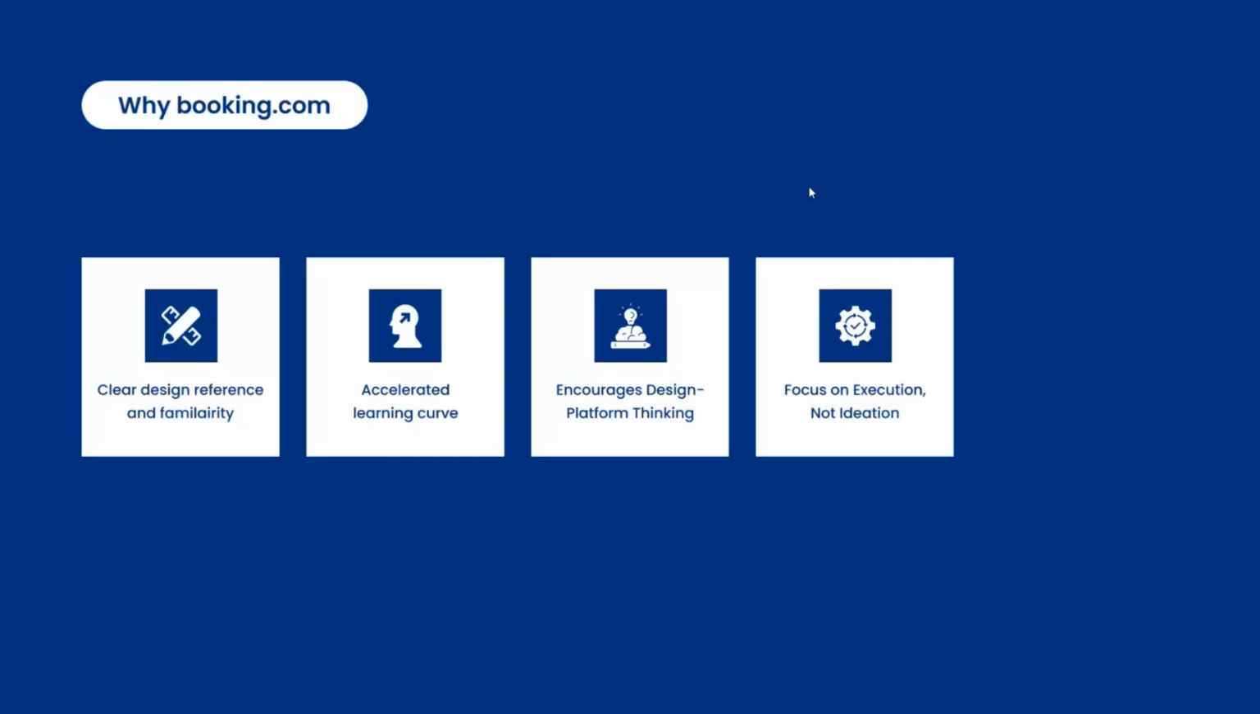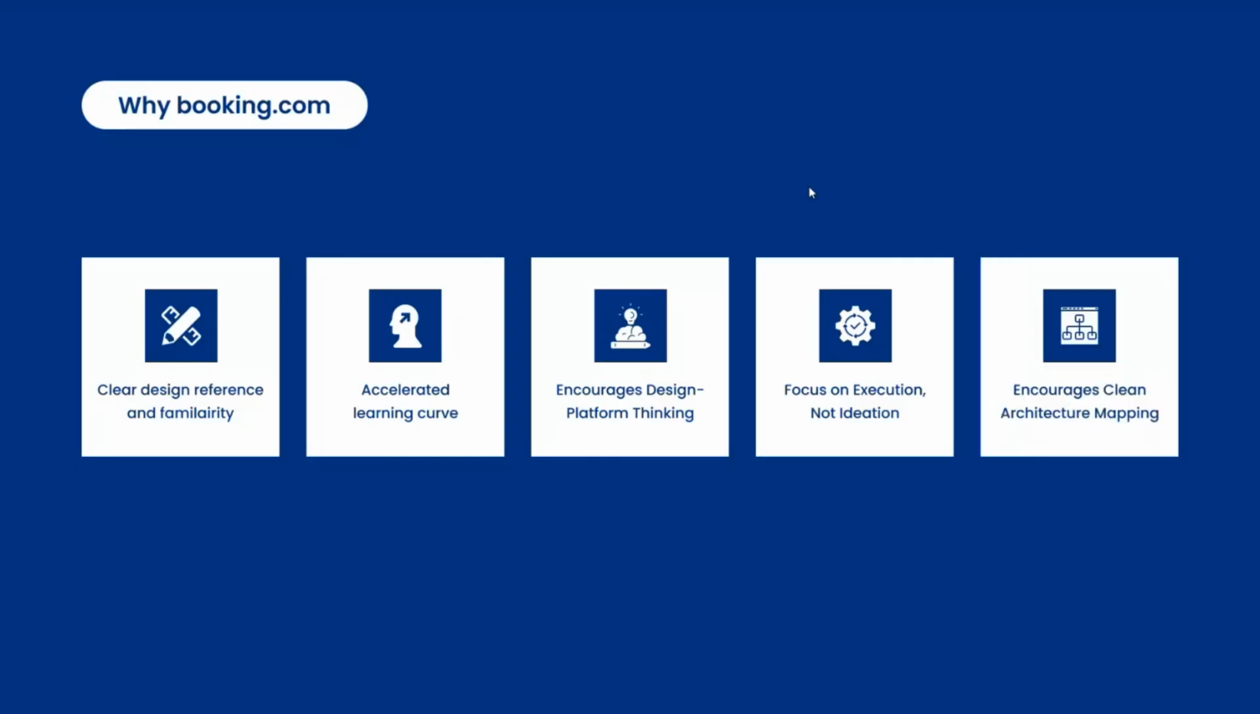And last up is encouraging clean architecture mapping. So I thought in terms of which SharePoint web part maps to the booking.com section. Like, can Power Apps mimic this booking form logic? All of that helped me in sharpening my skills in adapting architecture to platform constraints.